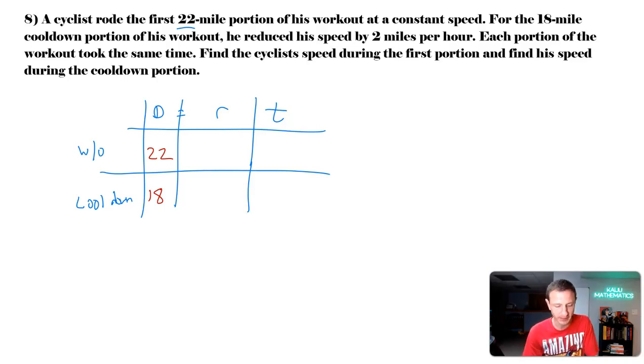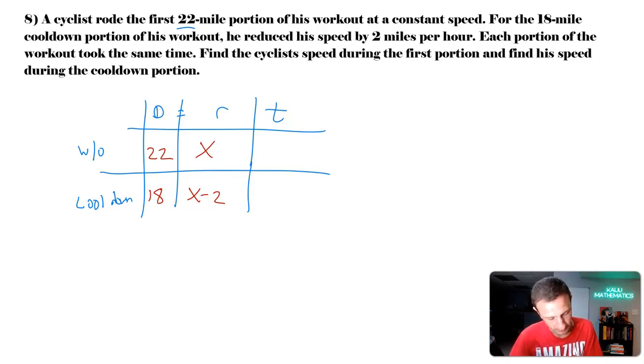The rate, for the 18-mile cool-down portion of his workout, he reduced his speed by 2 miles per hour. So in the cool-down, he went 2 miles per hour slower. So the rate for the workout portion was x, and then for the cooldown, went x minus 2. And you could flip that around by saying cooldown is x, and the workout portion would then be x plus 2, because the cooldown is slower, so you'd have to add 2 onto the workout. So there's 2 different ways that you could do that.